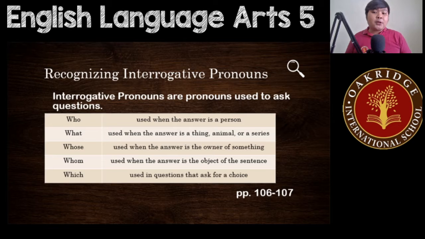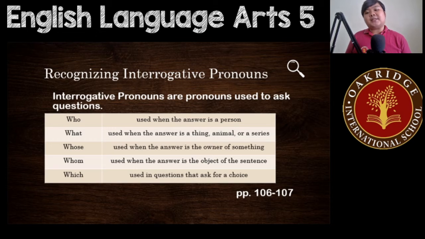How about whom? Whom is used when the answer is the object of a sentence. The object is the receiver of the verb. So, for example, if the noun is found at the predicate area, you would use the interrogative pronoun whom. But if the pronoun or the noun is found in the subject area, you would use the pronoun who.